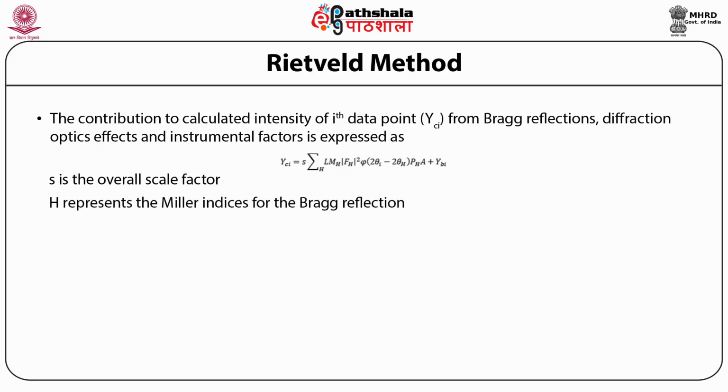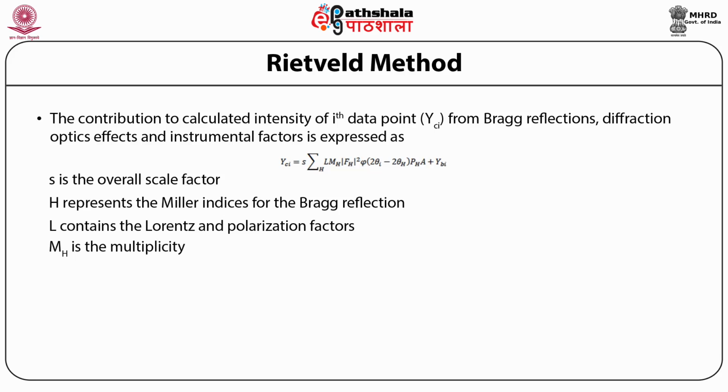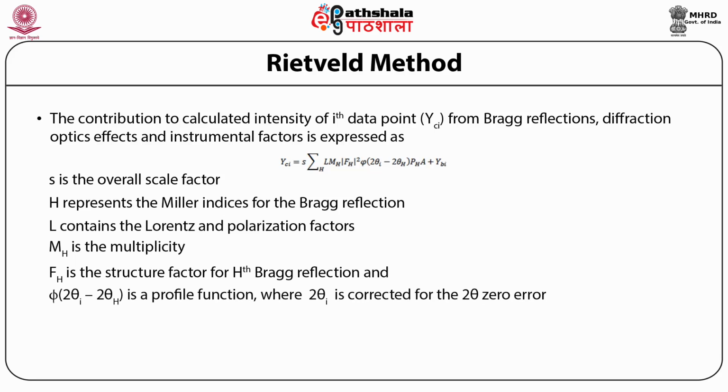H indicates the Miller indices for the Bragg reflection. L contains the Lorentz and polarization factors. MH is for the multiplicity factor. FH is a structure factor for H, the Bragg reflection, and phi is a profile function, where in this equation 2 theta I is corrected for 2 theta 0 error.